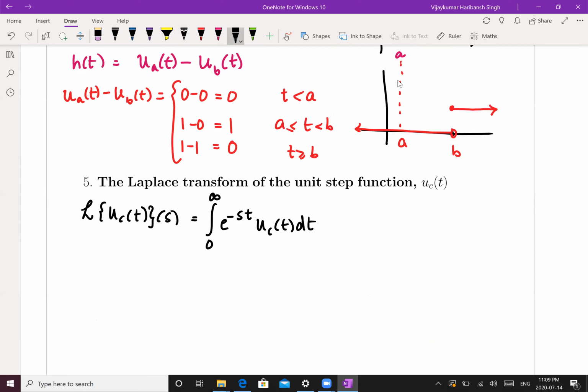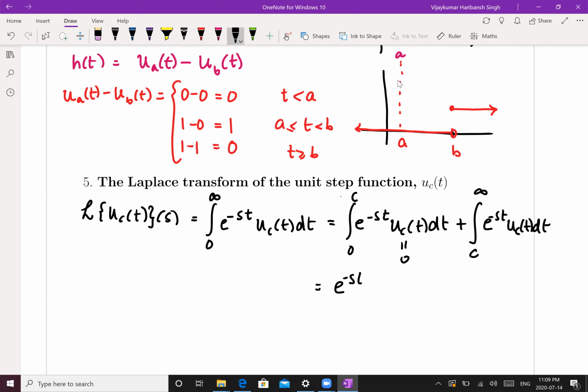Now you can break it into two parts: the integral from 0 to c of e to the power minus s t times uc of t dt, plus the integral from c to infinity of e to the power minus s t times uc of t dt. Now note that in this 0 to c part, uc of t is 0. So this becomes e to the power minus st times 1, because uc of t is then 1 here. So we get the integral from c to infinity of e to the power minus st dt.